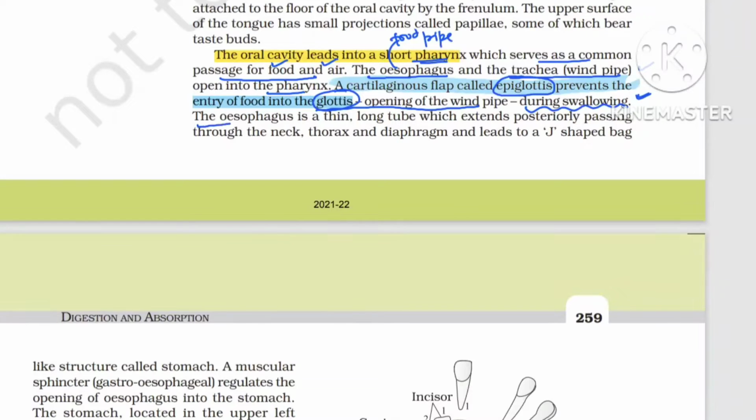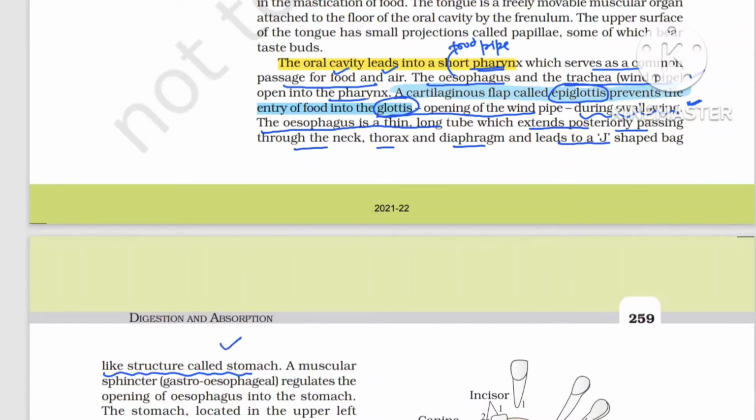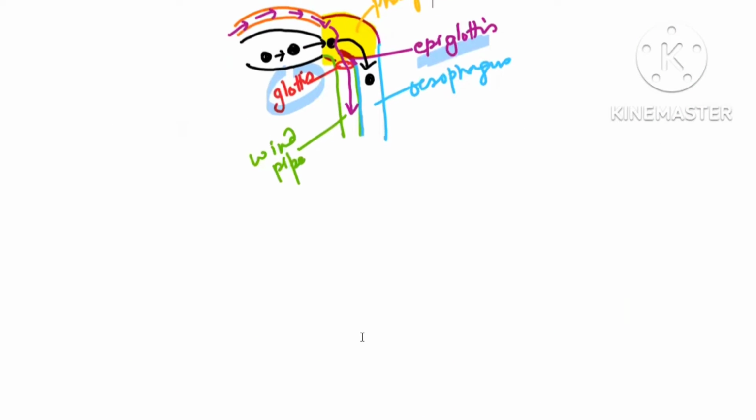Now the esophagus is a thin, long tube which runs posteriorly. Why are we saying posteriorly? Because obviously the windpipe is on the anterior side and this food pipe will be on the posterior side. It will pass through the neck, thorax and diaphragm, and it will open into the J-shaped bag-like structure called the stomach. For this, let us study the diagram of NCERT. I'll just show you the diagram of NCERT.